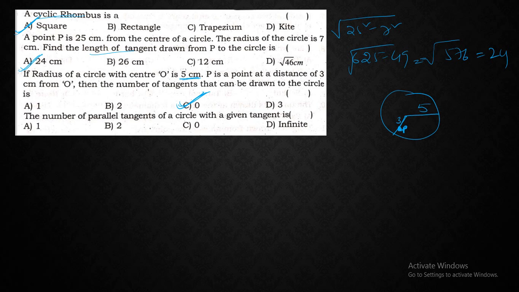The number of parallel tangents to a circle with a given tangent. So if a tangent is already given, how many parallel tangents can you draw? Only one. So only one parallel tangent is possible when a tangent is given. If he asks how many pairs of tangents are possible without giving any tangent, how many parallel tangents you can draw to a circle, that means you can draw infinite. So in such a case you are going to get this infinite condition, right?